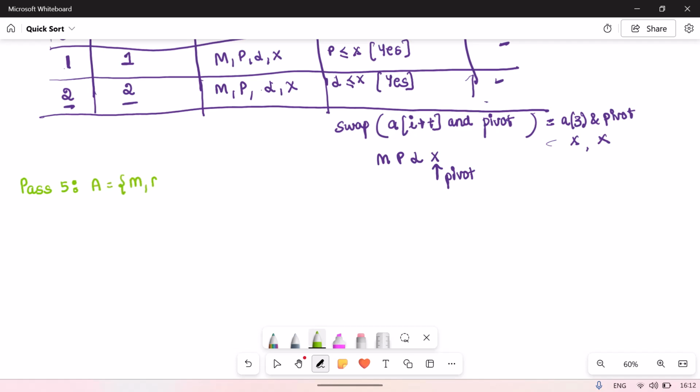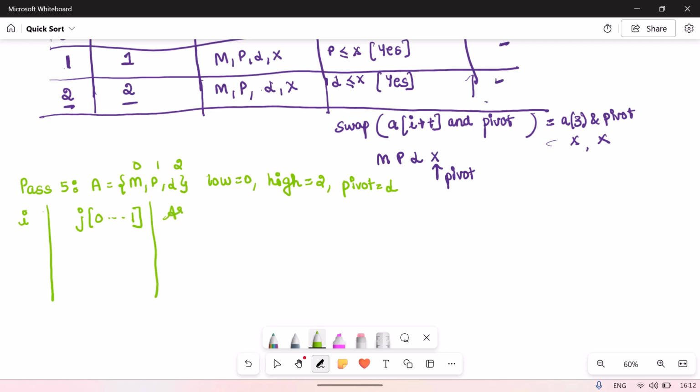Okay, so M, P and L. So this is 0, 1 and 2. So low is 0, high is 2 and pivot is L, the last element. Let us do the table. So j will go from 0 to 1 less than the high, then array, then comparison and action.